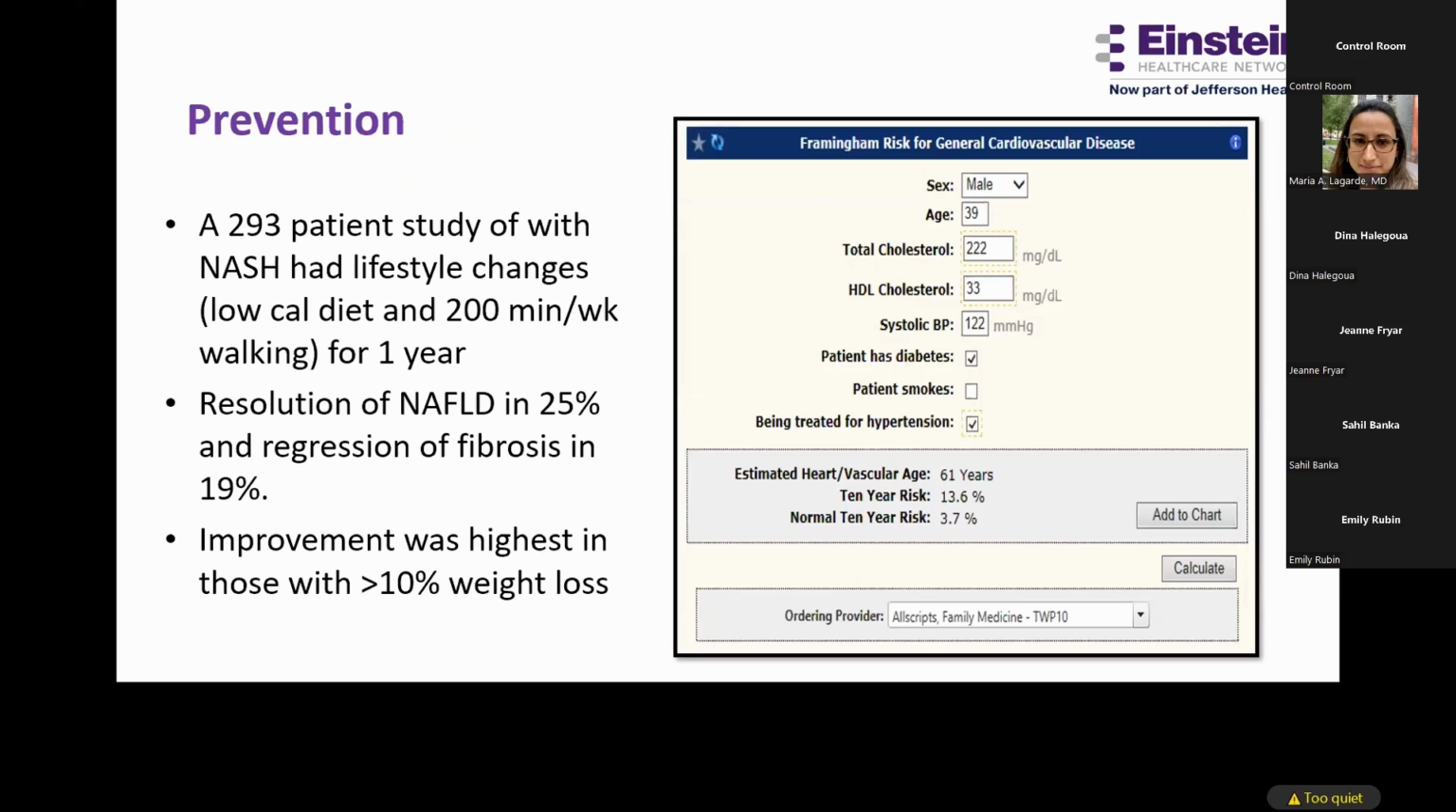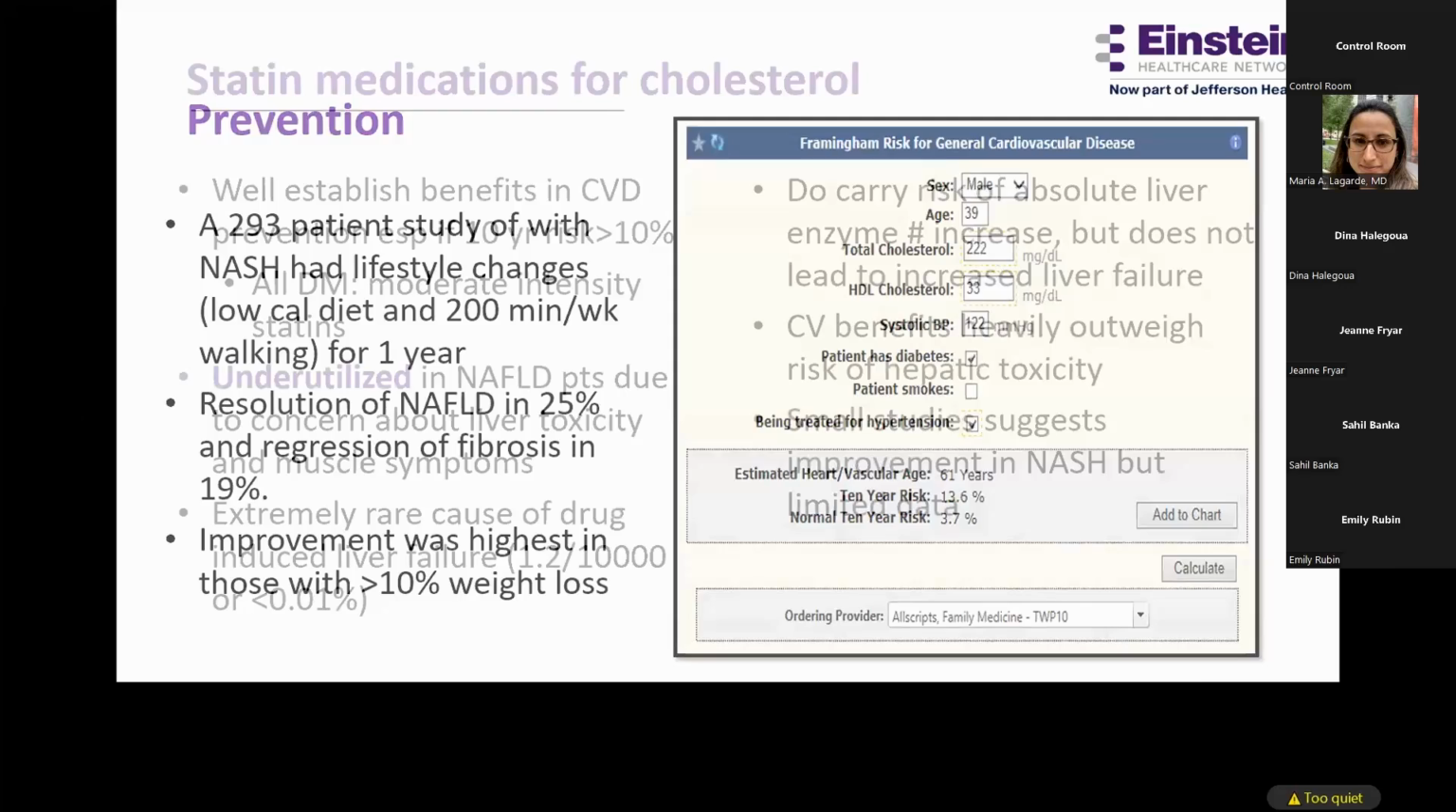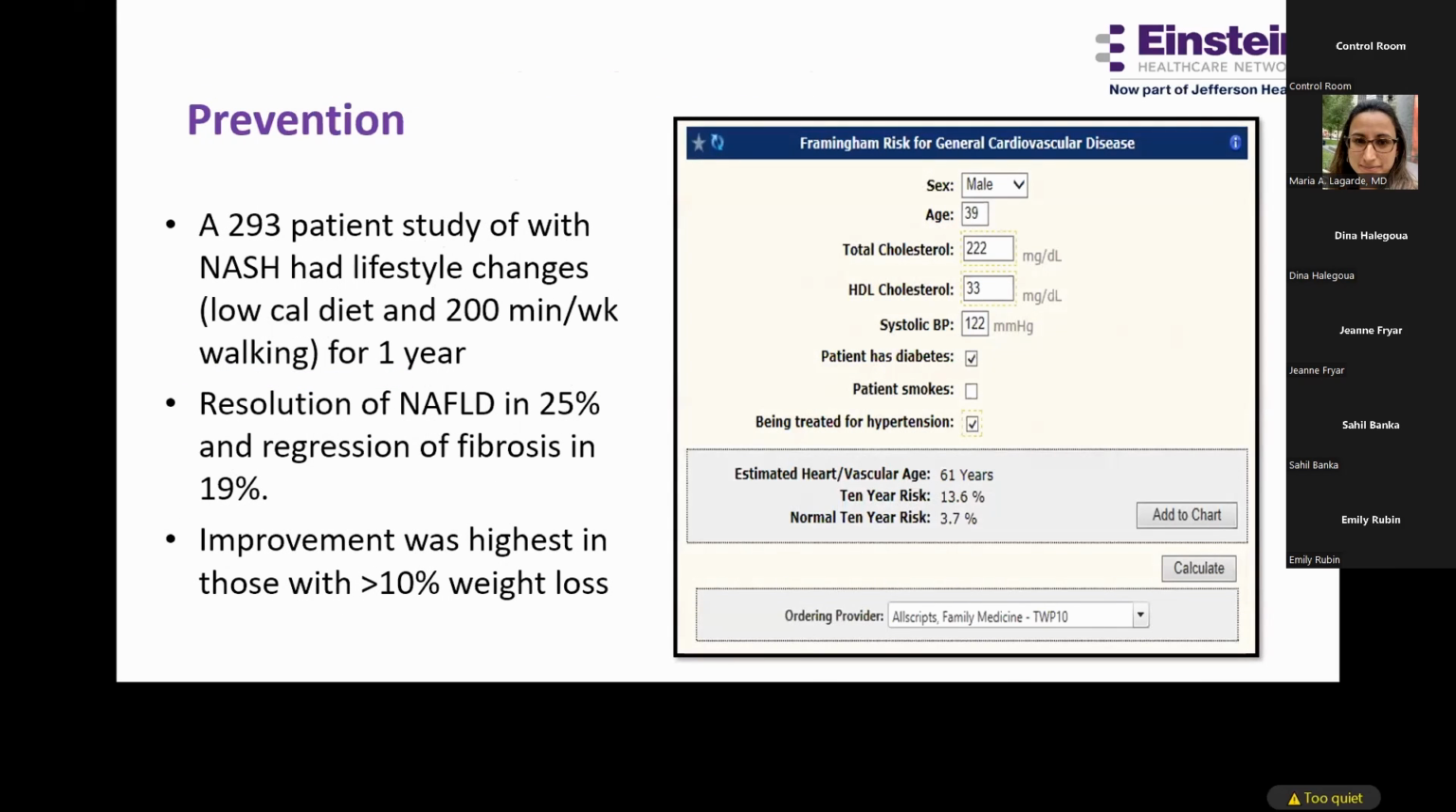And if you look at a study, 293 patients who had NASH went through lifestyle changes. They did a low calorie diet, and they did 200 minutes a week of walking for a year. And 25% of them had resolution of their fatty liver disease, and 19% had regression of fibrosis. So that's a great improvement. And as you've heard earlier today, the improvement is highest in those who managed to achieve significant weight loss.